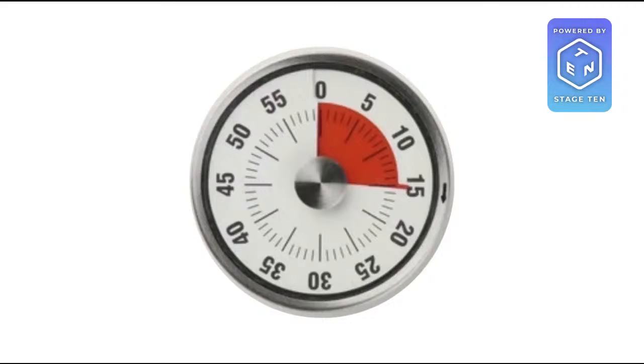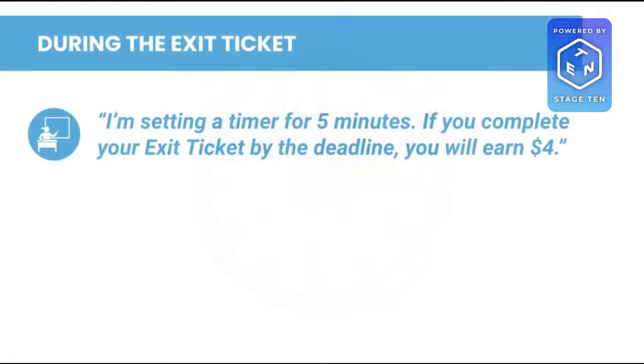Students who complete their work by the deadline will earn a predetermined amount of participation dollars. The teacher will say, "I'm setting a timer for 5 minutes. If you complete your exit ticket by the deadline, you will earn $4." Students who complete their work after the deadline can still earn dollars, but fewer. To visually represent this, the teacher could tape a specific number of dollars next to a certain number of minutes. For example, if you complete your exit ticket in 5 minutes, you can earn $4. 7 minutes would be $3, and 10 minutes would be $2.